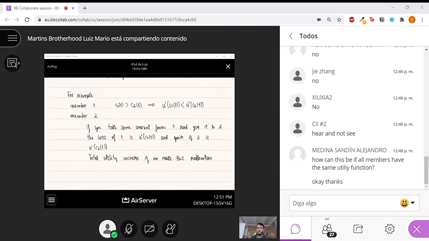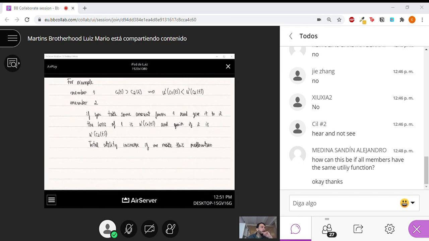Okay, so you don't need to make calculations. You just need to say this. Okay, if the guy who has more consumption has a lower marginal utility, so if you take some consumption from this guy and give to the other guy who has less, the loss of the guy who loses is lower than the gain of the guy who wins, who gets more consumption. Okay, and that's only because of concavity.